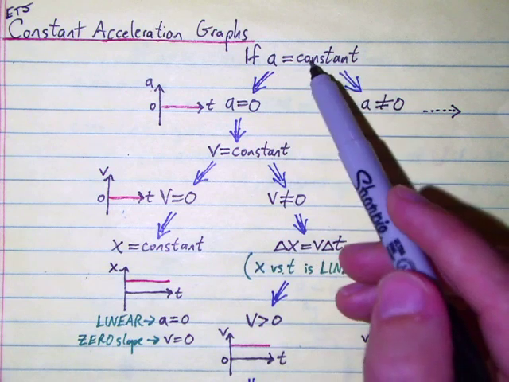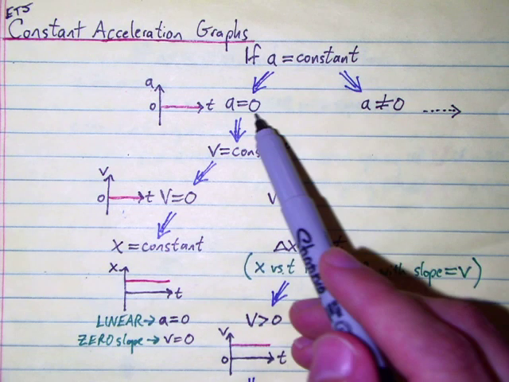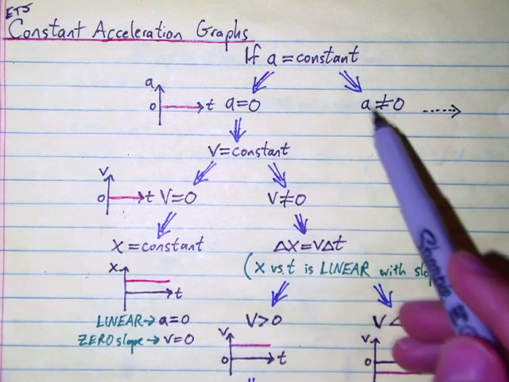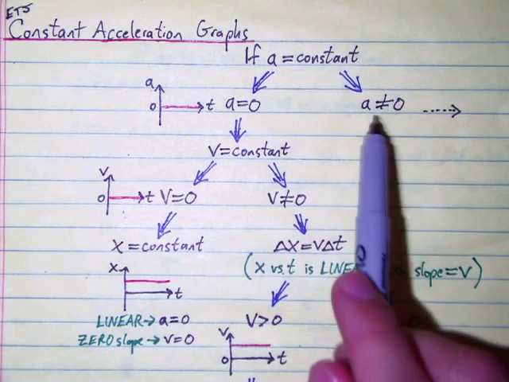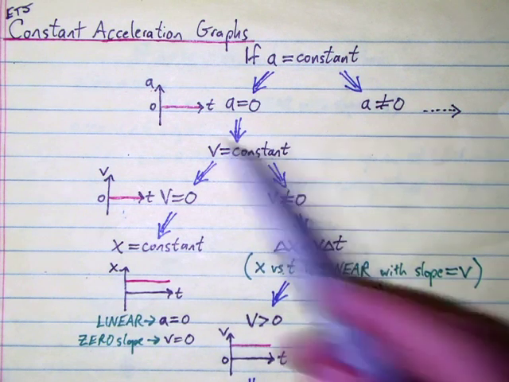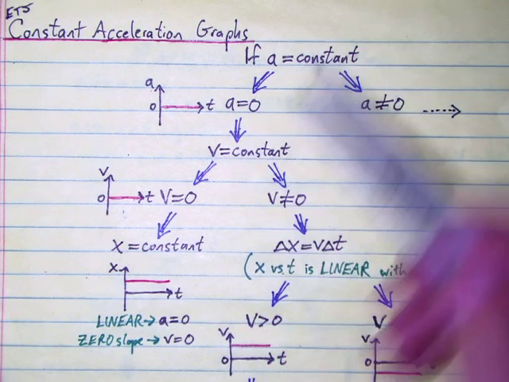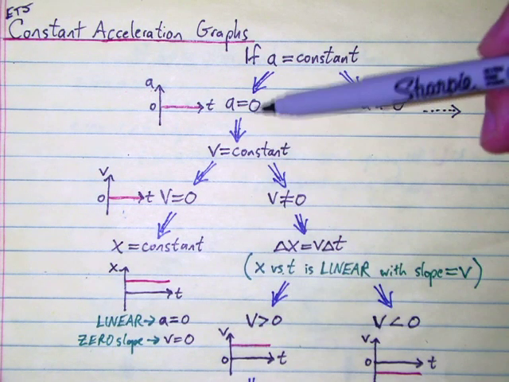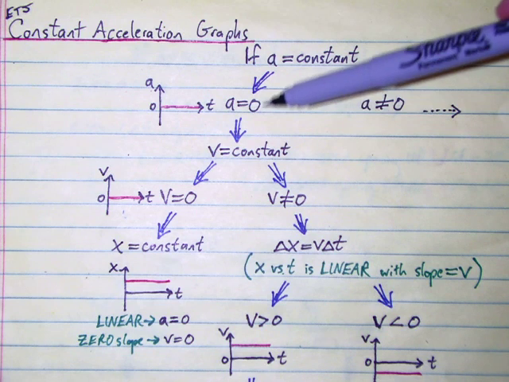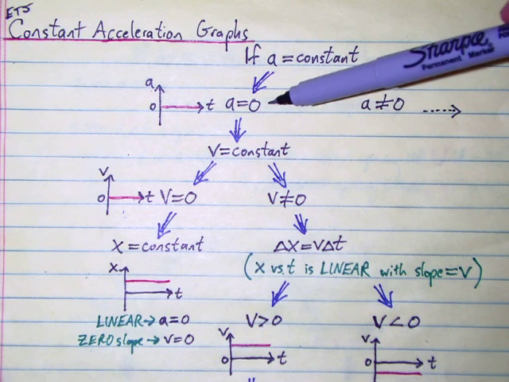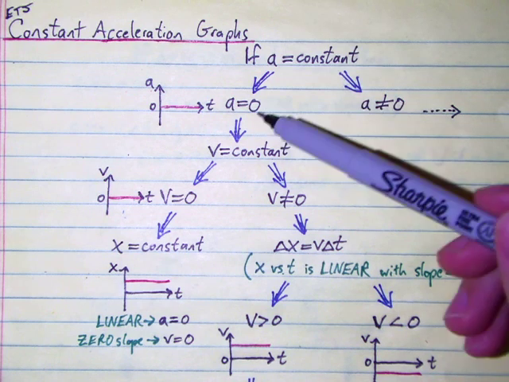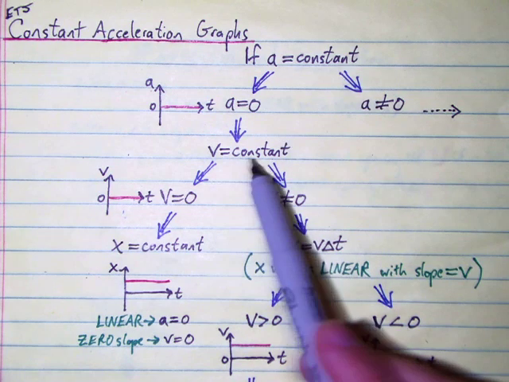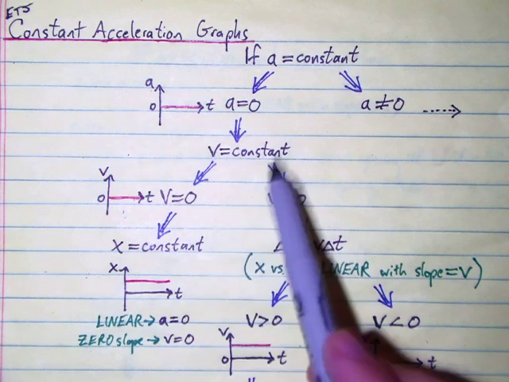There are two possibilities. Either the acceleration is zero, which is a constant, or the acceleration is not zero. We'll explore that possibility on the next page. So this whole tree starts from the assumption that the acceleration is zero. And since acceleration is the instantaneous rate of change of the velocity, if the acceleration is zero, that means our velocity is not changing. Velocity is constant. So our acceleration graph looks like this.